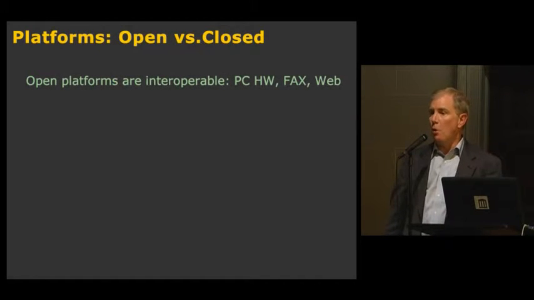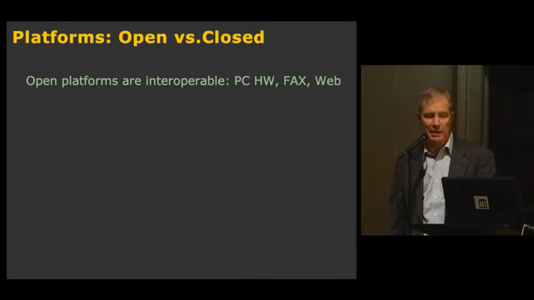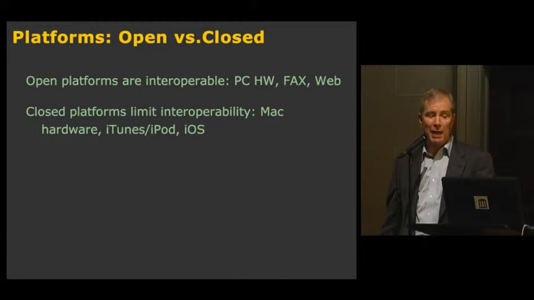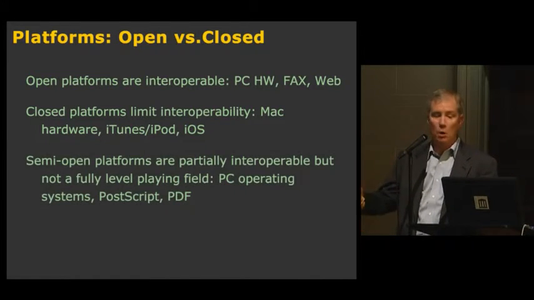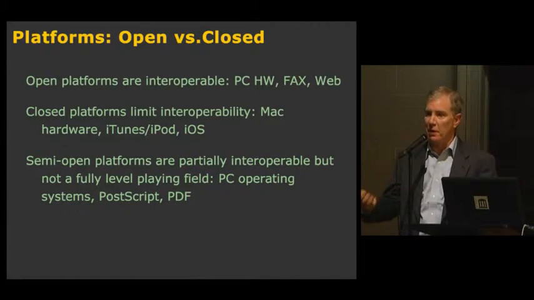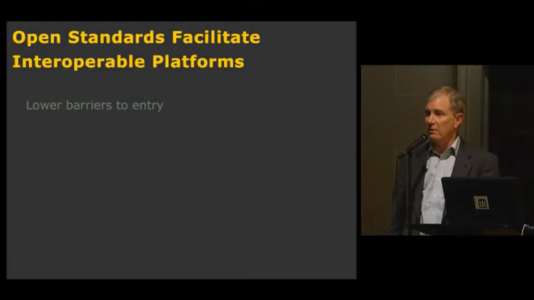Now, platforms can be open or closed. It happens that all the ones I just spoke about, coincidentally, are relatively closed. Actually, you could say that AWS is pseudo-open. We'll get to that in a minute. Open platforms are interoperable. PC hardware, fax, the web. Closed platforms limit interoperability. Mac hardware, iTunes, iPod, iOS. There's this semi-open state. PC operating systems. Anybody can make a PC, but Microsoft was the only one who could sell the operating system, although there were quote-unquote clones. There were similarly clones of PostScript and PDF from my former employer, Adobe. But they were really developed and controlled solely by that vendor. Amazon AWS is in that category.